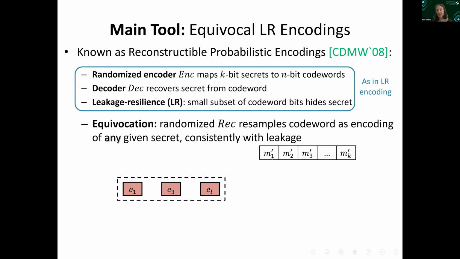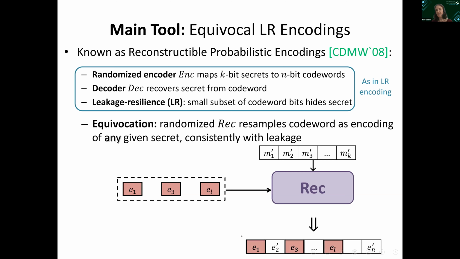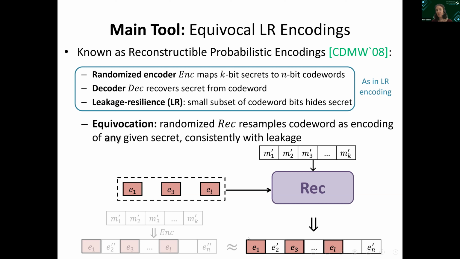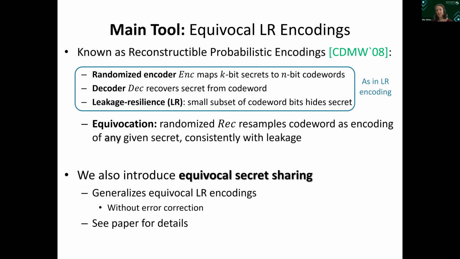So an equivocal leakage resilient encoding has a re-encoder that takes the leakage and this arbitrary secret and generates an entire encoding of this secret, M prime, which is consistent with the leakage. And we want this encoding to be statistically close to an encoding that was randomly generated for this M prime, randomly subject to being consistent with the leakage. So this is the equivocation property of equivocal leakage resilient encodings. And in the paper, we also generalize this to the realm of secret sharing and introduce the notion of equivocal secret sharing.